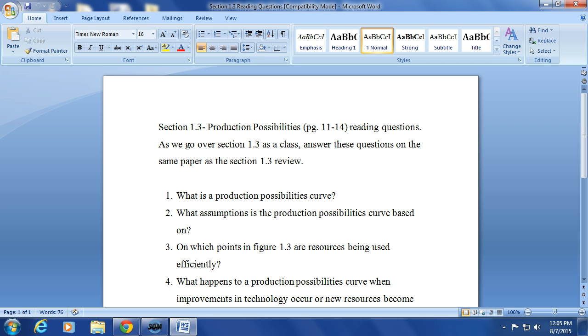So a production possibilities curve is going to take a look at a nation and how a nation is trading off between making 2 different products. And it shows the different combinations of the products that can be made given a certain amount of resources. A production possibilities curve can also be abbreviated and called a PPC.